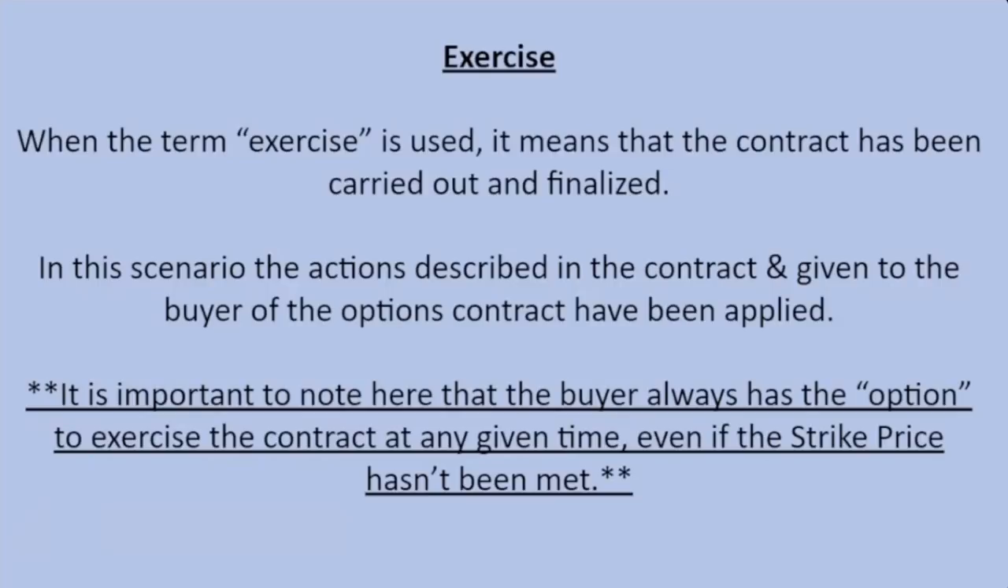It's important to note, the buyer always has the option to exercise the contract at any time, even if the strike price, that agreed upon price inside the contract, is not met. So the buyer at any moment can finalize that contract if they want to. They can take it any time. They can say, you know what? It's not at the strike price, but I want to go ahead and finalize this contract.